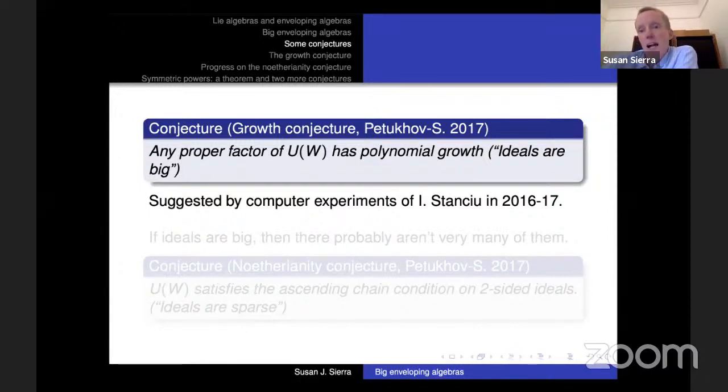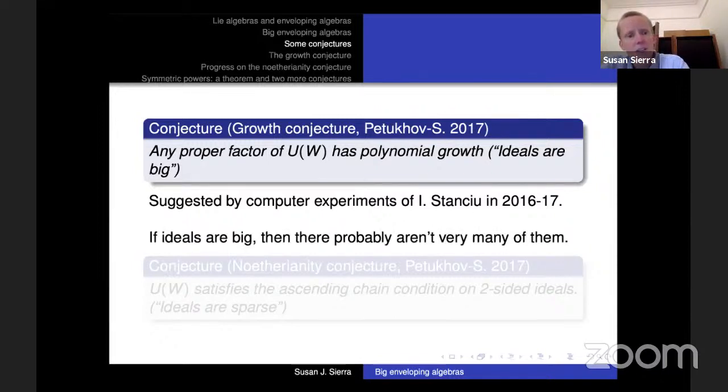Any proper factor of the enveloping algebra of W has to have polynomial growth. Since the enveloping algebra has sub-exponential growth, it grows faster than any polynomial, this is saying that ideals need to be very, very big, because when I factor out any ideal of the enveloping algebra, I get a ring that is much, much smaller than the enveloping algebra. So this conjecture was suggested by computer experiments that a master's student, Johan Stancier, did with me in 2016.